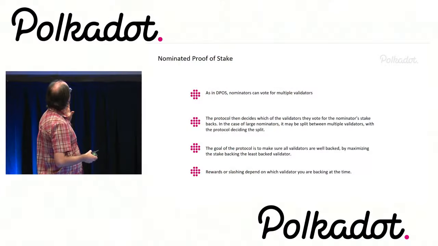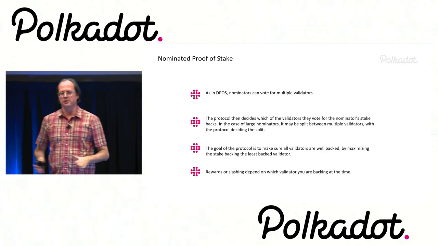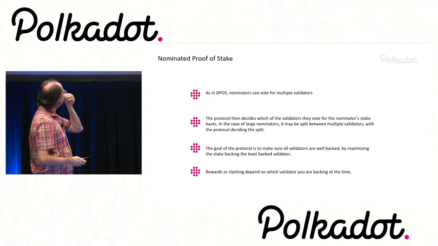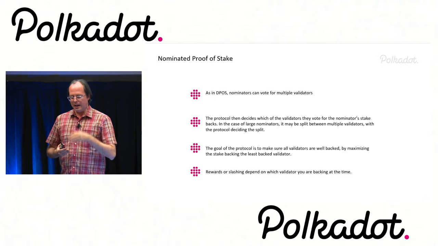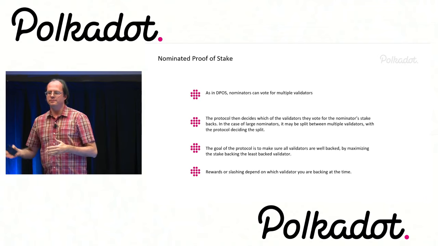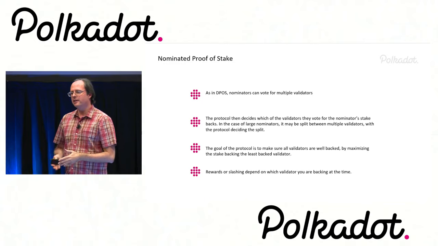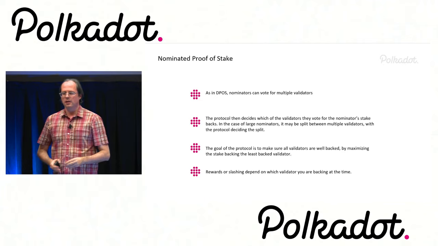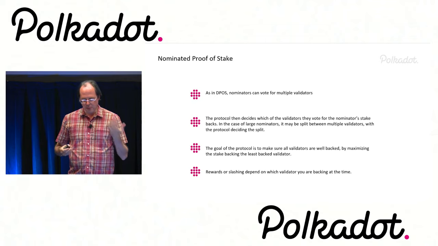So the basic idea of nominator proof of stake is this. Our nominators, like in DPoS, are going to be able to vote for multiple guys who they would trust with their stake. And then the protocol itself is going to decide which validator you back with your stake, because your stake wants to uniquely back someone. Or maybe it's going to split your stake between multiple validators.